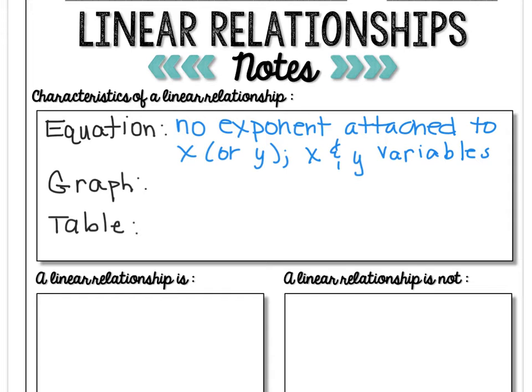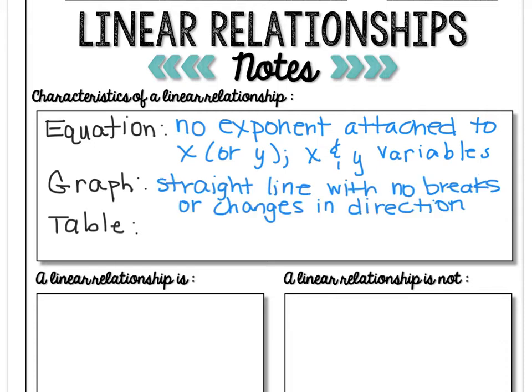In a graph, it's a straight line, linear line, with no breaks or changes in direction, so a constant rate of change. Now, these criteria mean that it is a linear relationship. Remember, linear relationships are special types of functional relationships. So something that's not a straight line might still be a function, but it's not going to be linear. And last in a table, you're going to look for a constant rate of change in both the domain, x, and range, y.